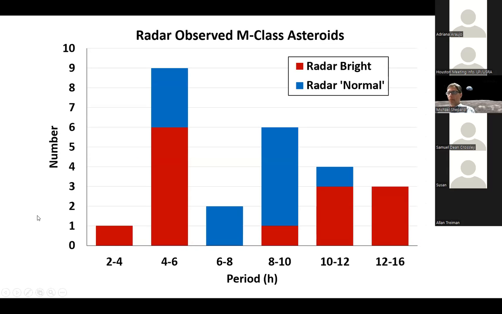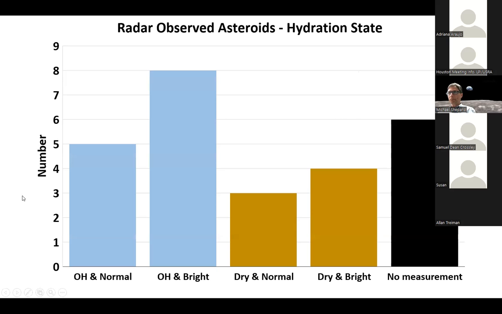And finally, although you have this big spike in 4 to 6 hour periods in the main M population, there doesn't seem to be any real correlation between the period of the asteroid and whether it's radar bright or radar elevated normal, whatever you want to call it. Again, with statistics of samples of 2 and 3, it's difficult to say anything convincing, but this looks pretty random to me.